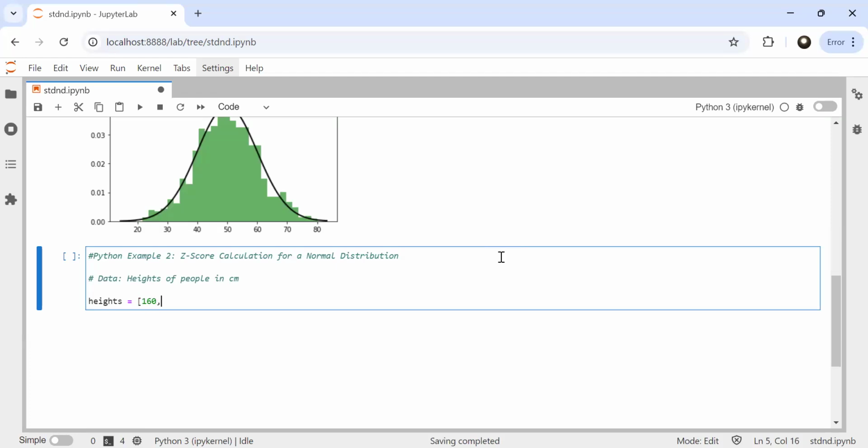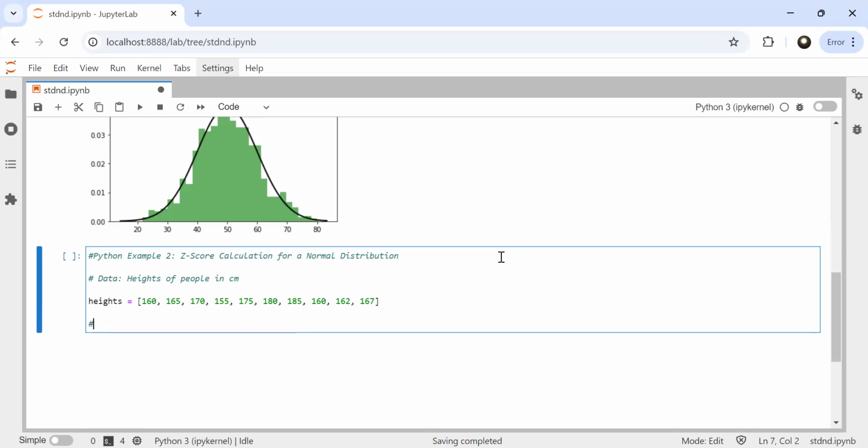So 160, let's say 165, 170, 155, 175, 180, 185, 160, 162, 167. So like this, I'm taking data. Now what I have to do is calculate the mean and the standard deviation.